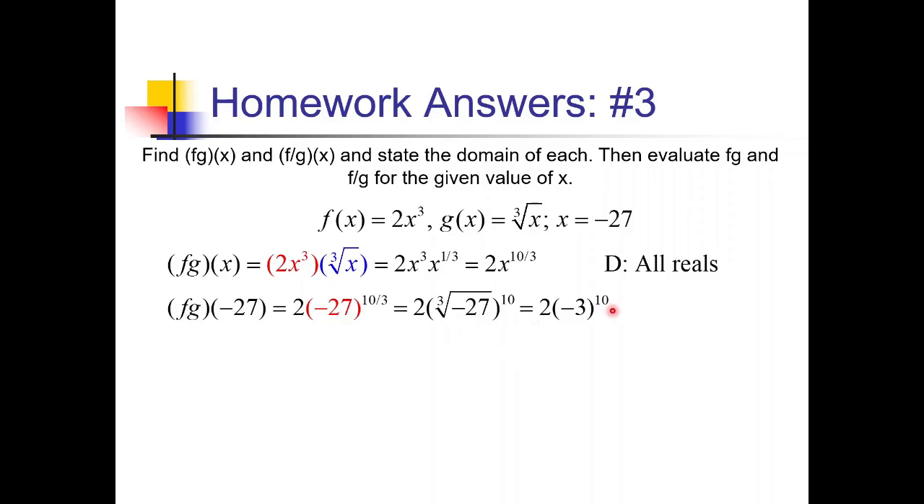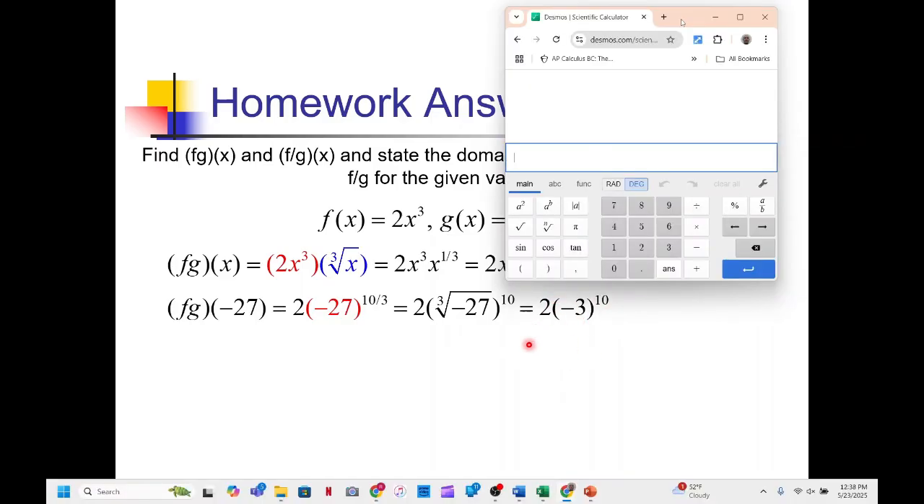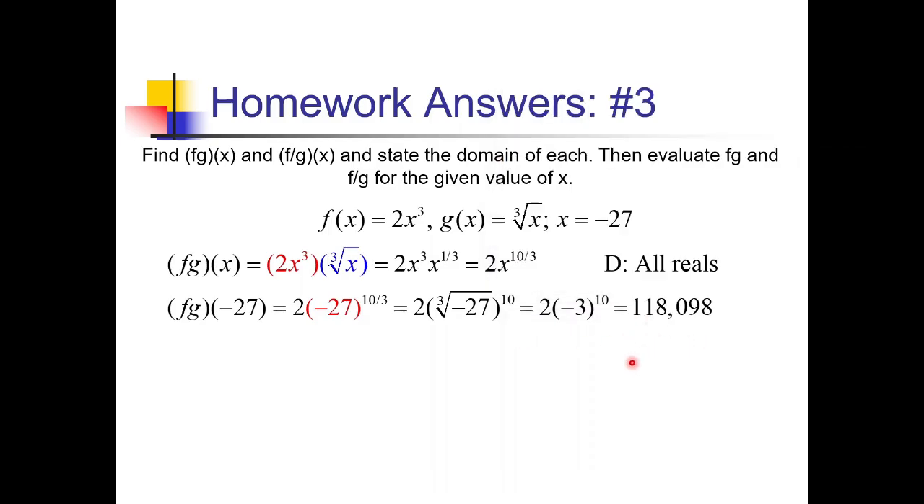but then I'm going to have to wuss out and go to Desmos and plug that in there. So we've got 2 times negative 3, raised to the positive 10, and that is 118,098.